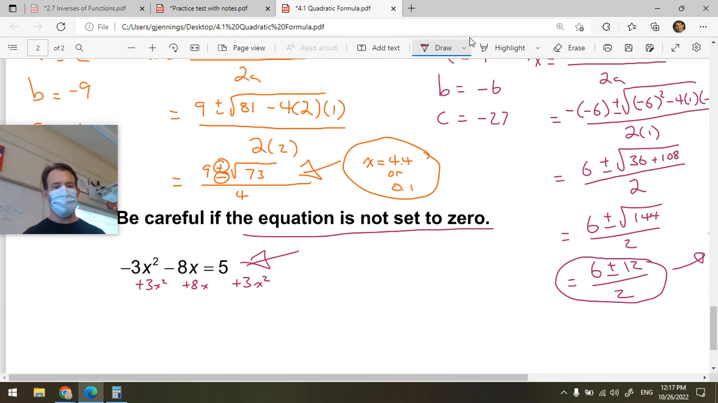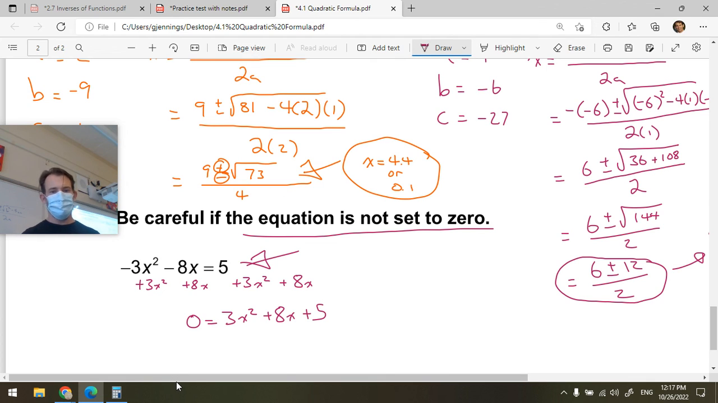Ask me why I didn't subtract 5 from both sides. I'd rather not. I could have, but then all of my numbers would have been negative. That's fine, I could do that and then multiply both sides by negative 1 and solve that problem. But then I'll confuse people. So then I get an equation that's 0 is equal to 3x squared plus 8x plus 5.